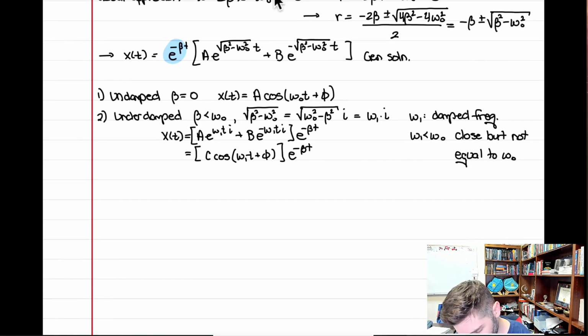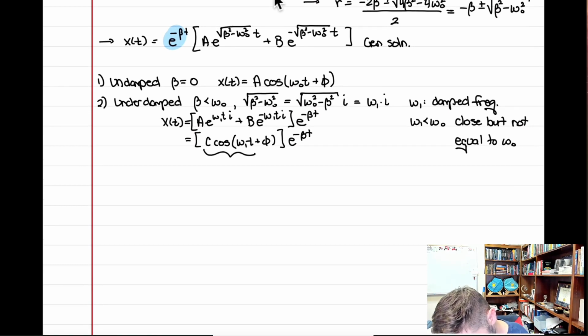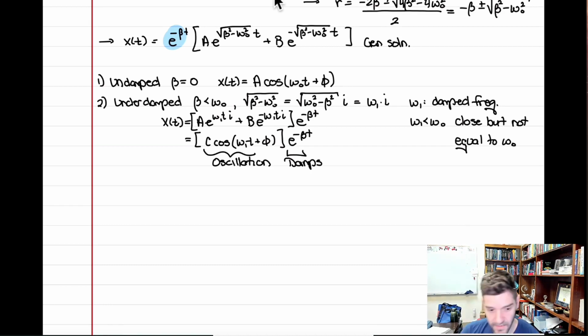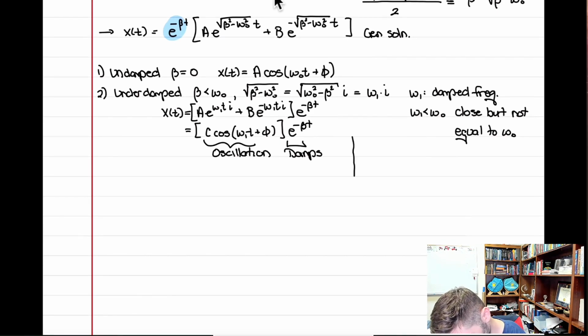So you got something that looks like oscillation, right? Because it's the cosine. That thing will oscillate, but ultimately damps down to 0. That exponential out front ultimately kills you off. So if we were to plot this, without dampening, we expect something that might look like this.